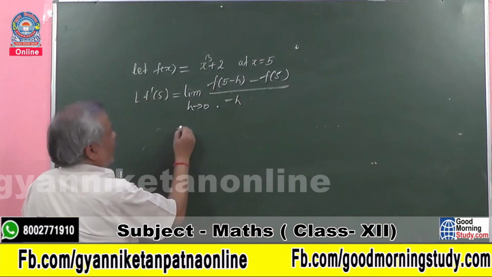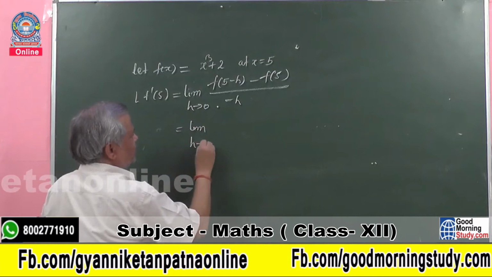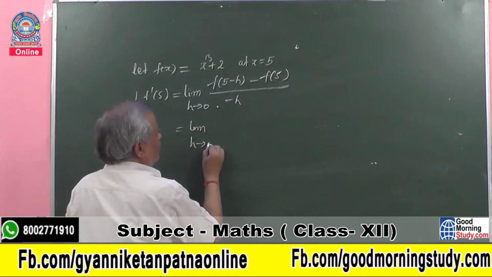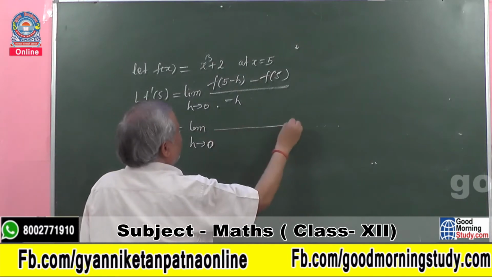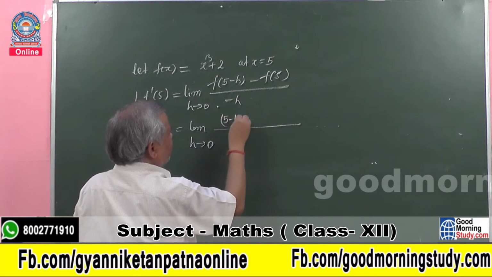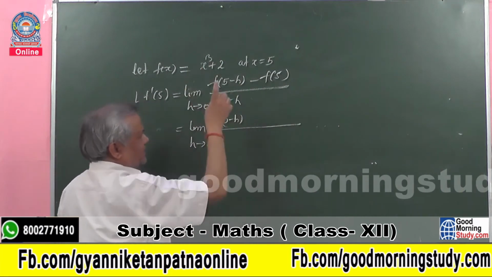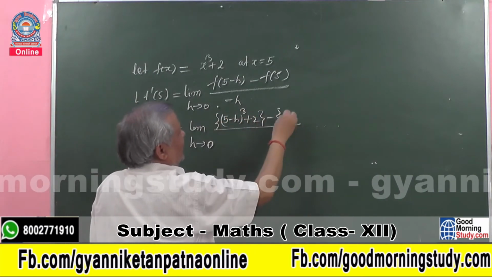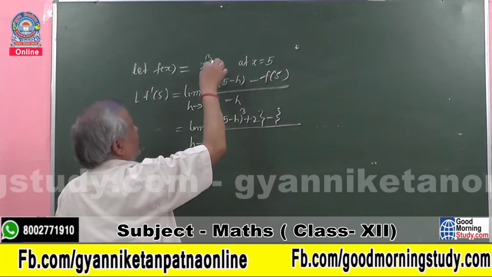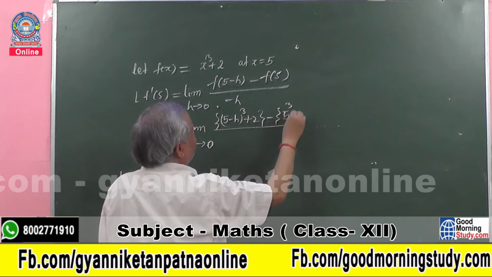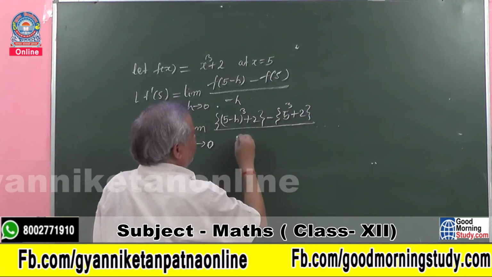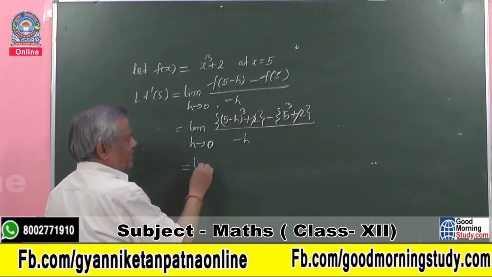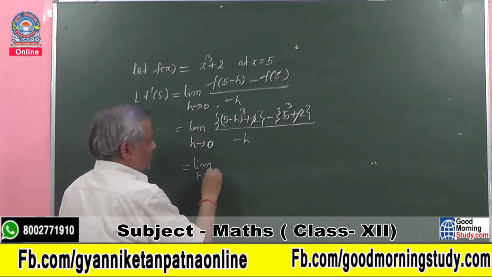Left hand derivative, this is limit h tends to 0, f(x) is x cube plus 2. So for this, in place of x, we are having here 5 minus h. So (5 minus h) cube plus 2 minus f(5), so it is 5 to the power 3 plus 2, divided by minus h. This plus 2 and minus 2 reduces to 0, and thereafter we simplify it.